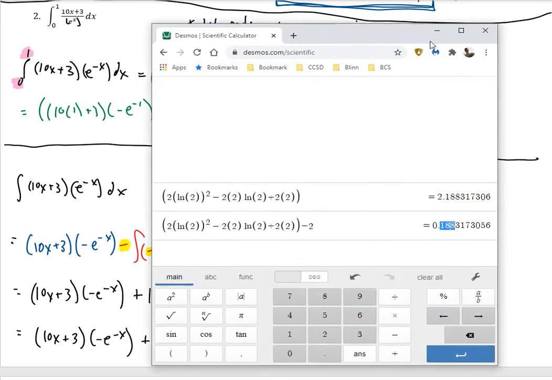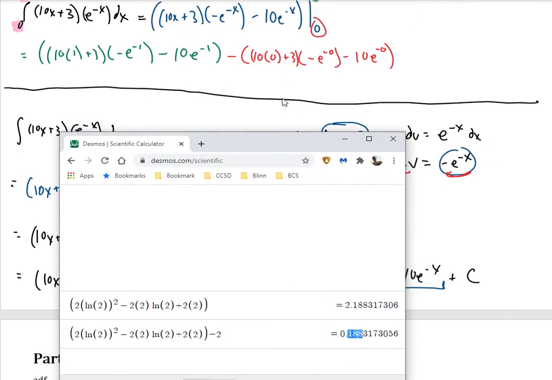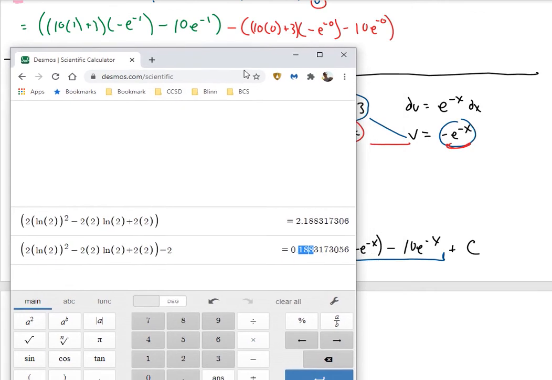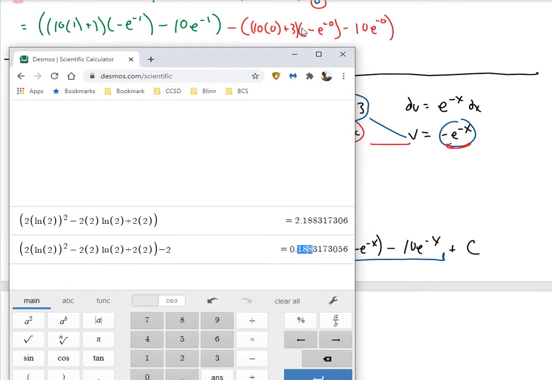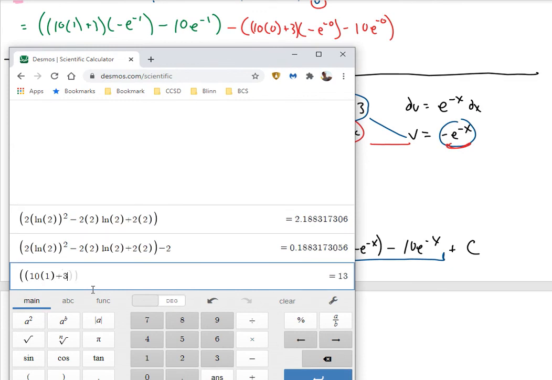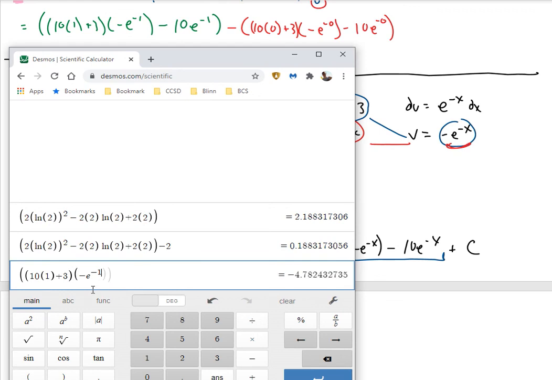Okay, so I've got my Desmos again. Let's scroll so we can see it all. Okay, so that's good. I'm going to copy the exact same thing that I see in the green. So parentheses 10 times 1 plus 3 parentheses, and then negative e to the negative 1 parentheses, that looks good, and then minus 10 e to the negative 1. I think that looks good. Okay, so it looks like that.